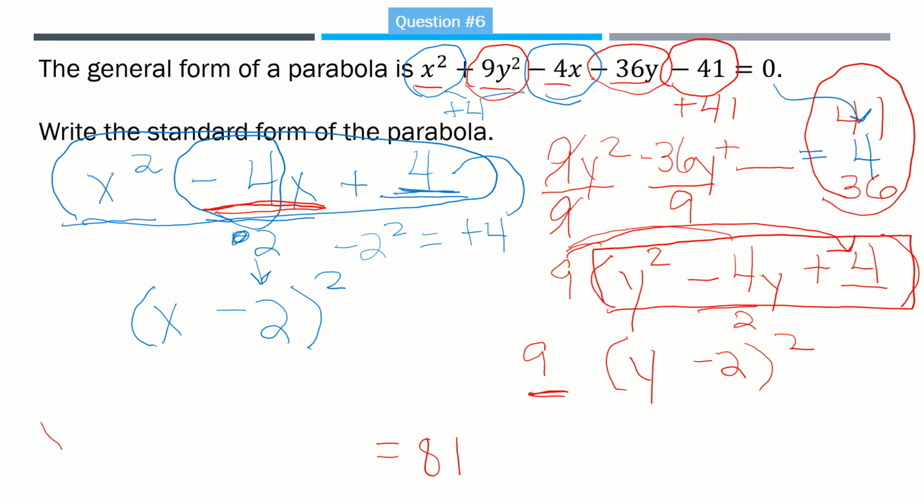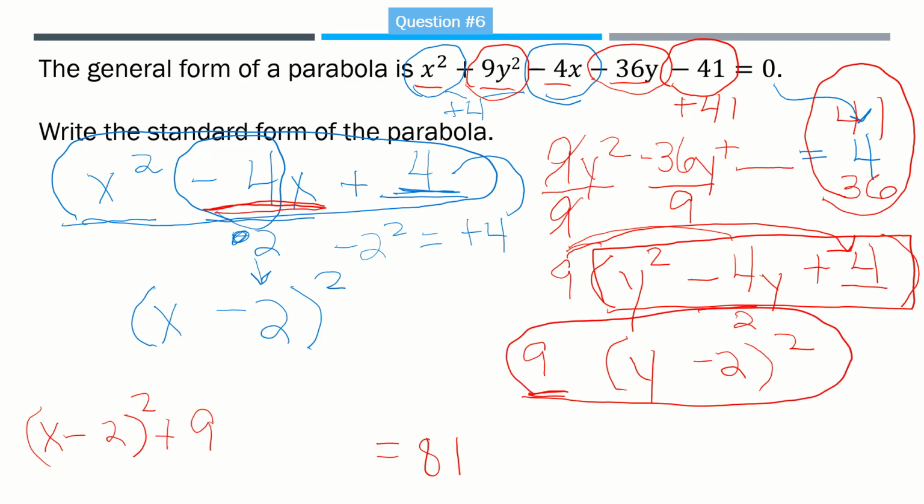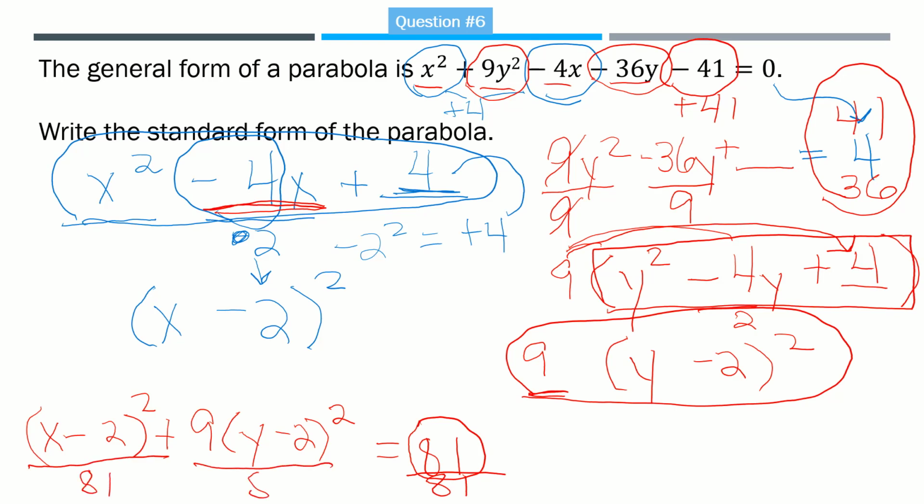Over on the left, we've got x minus 2 squared, and then plus 9 times y minus 2 squared. We're almost there. We just have to have a 1 right here where the 81 is. So to get a 1, we divide by 81. If we divide this term by 81, we have to divide every term by 81. And then we'll simplify that.